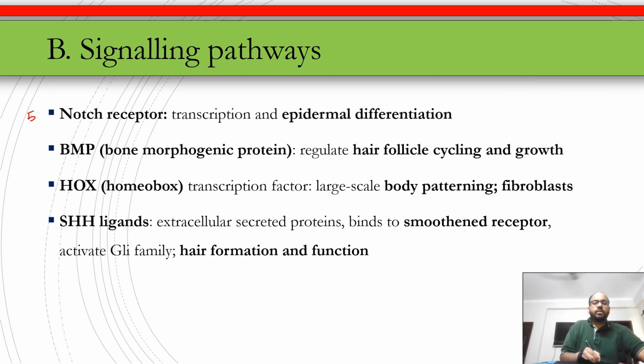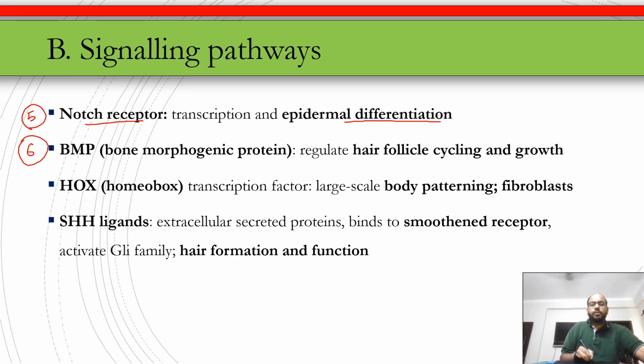The fifth is Notch receptor, and Notch receptor is responsible for epidermal differentiation. That means what is the eventual differentiation, or what is the lineage of the different epidermal cell layers? How does one cell continue to divide for a certain time and after that start to differentiate and form specialized tissue structures? Okay.